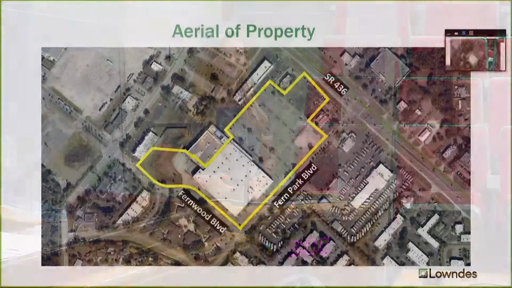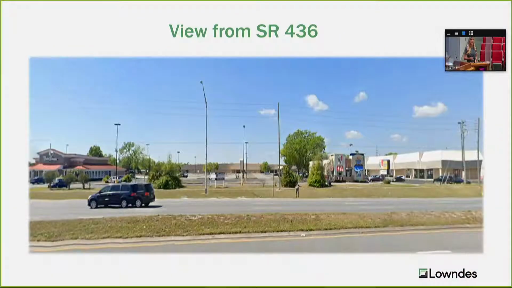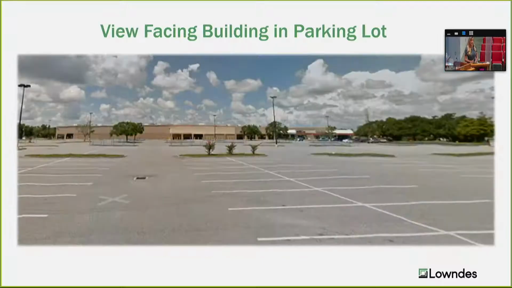Here's an aerial of the subject property, which you can see outlined in yellow with our frontage on State Road 436. This gives you a view looking from 436 to the subject property. You can see that we're set back significantly. We'll show you some dimensions, but we're over 700 feet set back from public right-of-way, which is significant in comparison to most of the other buildings around us and plays a role in why we're asking for the variance tonight.